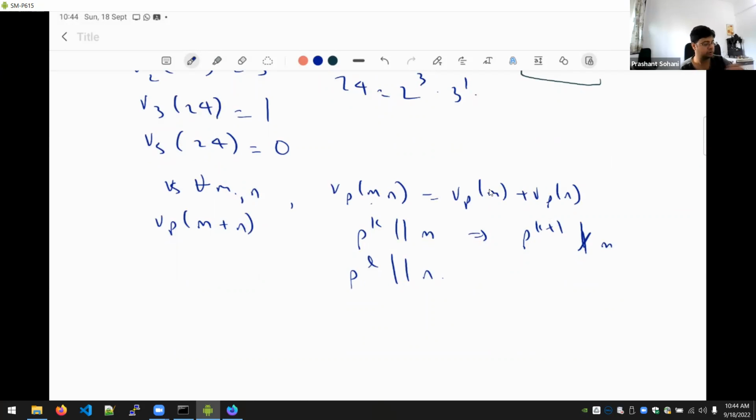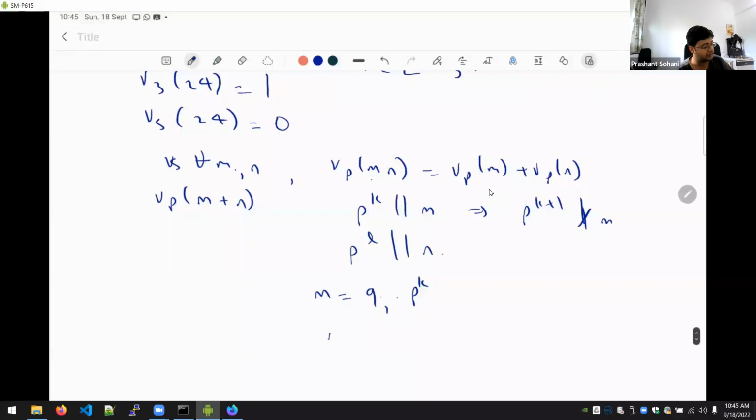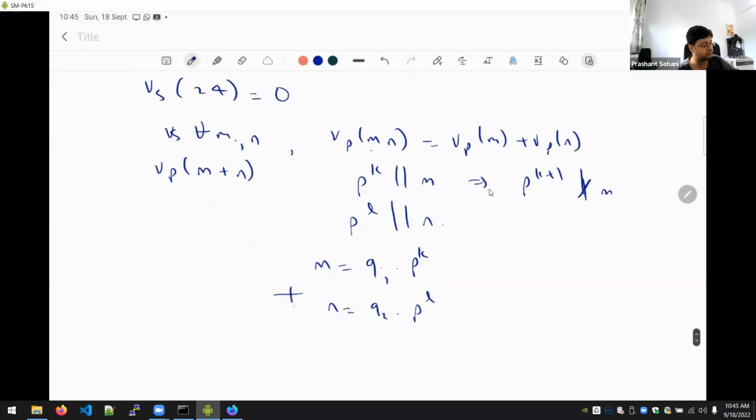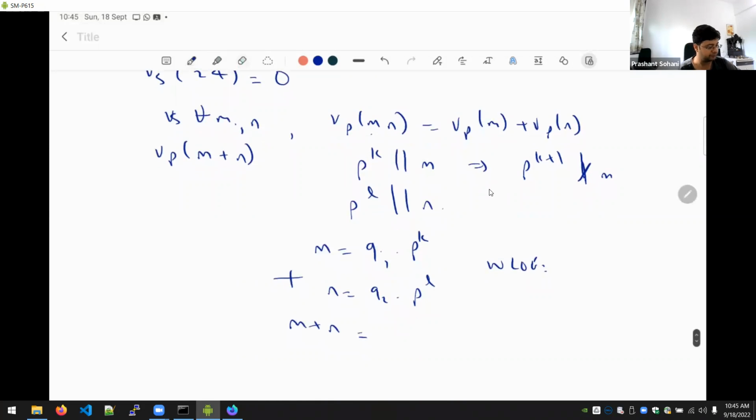Yes, correct. Because what will happen? m will be some quotient q1 times p raised to k, and n will be some other quotient q2 times p raised to l. If I add them, I get m plus n, and here you have to take something common. For that we need to know which of k and l is smaller. k and l can be equal also, right? So let us make two cases.